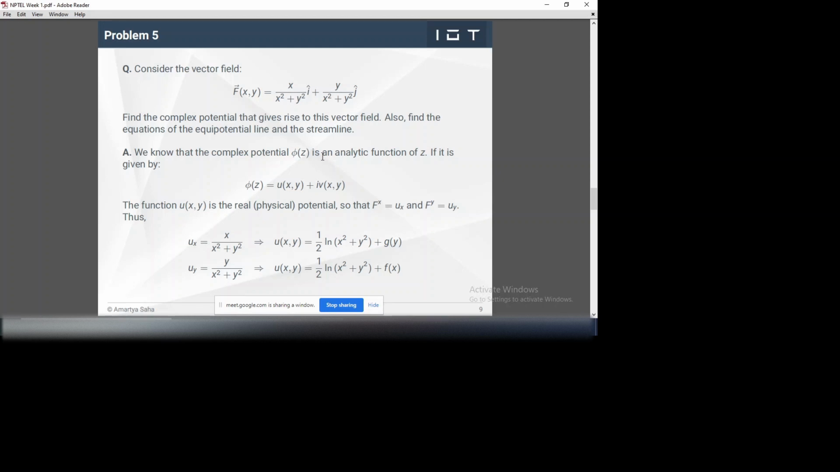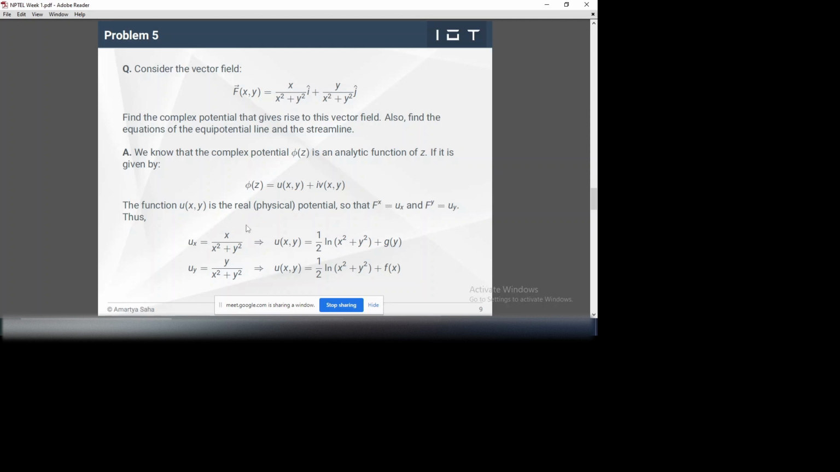But here we'll be solving that problem much more elegantly by use of the complex potential. The complex potential, which is defined as an analytic function of z, is given by the usual phi(z) equals u plus iv. And the real potential that I was saying, u(x), is the real part of this complex potential. So u is the electrostatic potential that gives rise to an electric field.